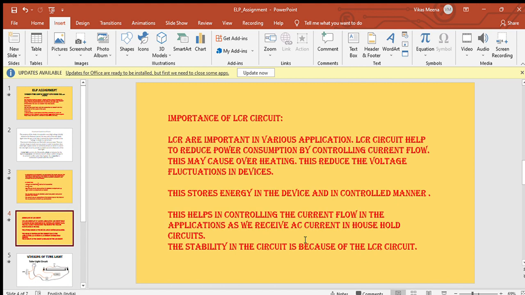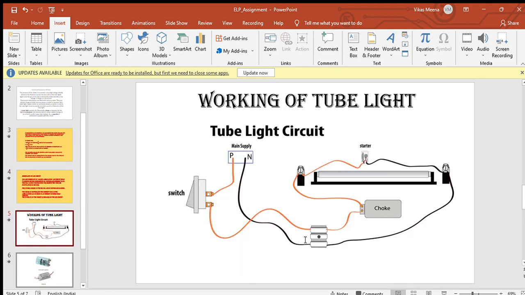This helps in controlling the current in applications, because in household purposes we receive only AC current at a 50 Hz frequency, and the stability of all those circuits is because of this LCR circuit, which gets completed by the starter. Now these are the diagrams.